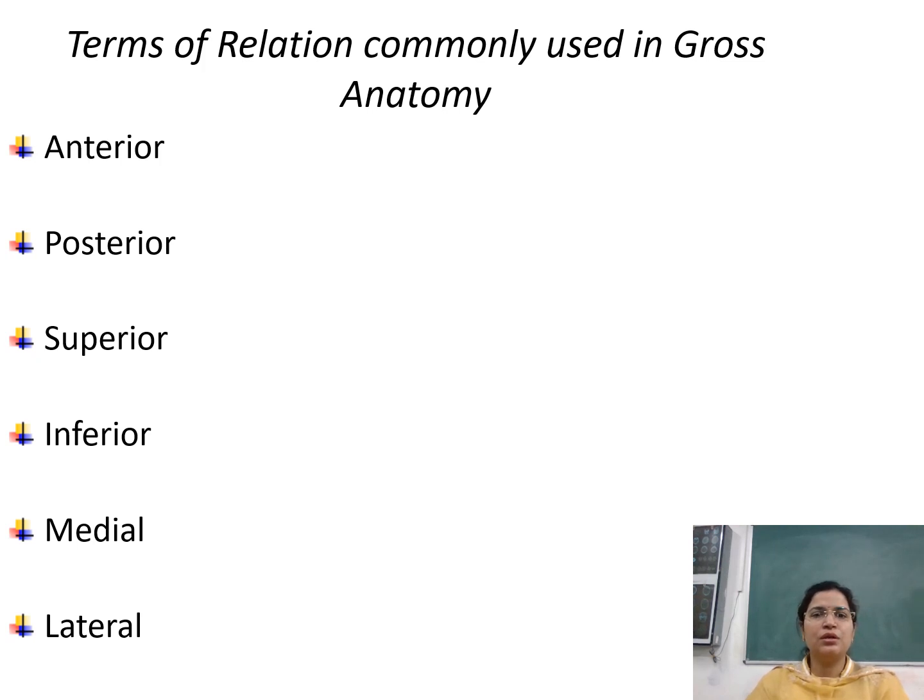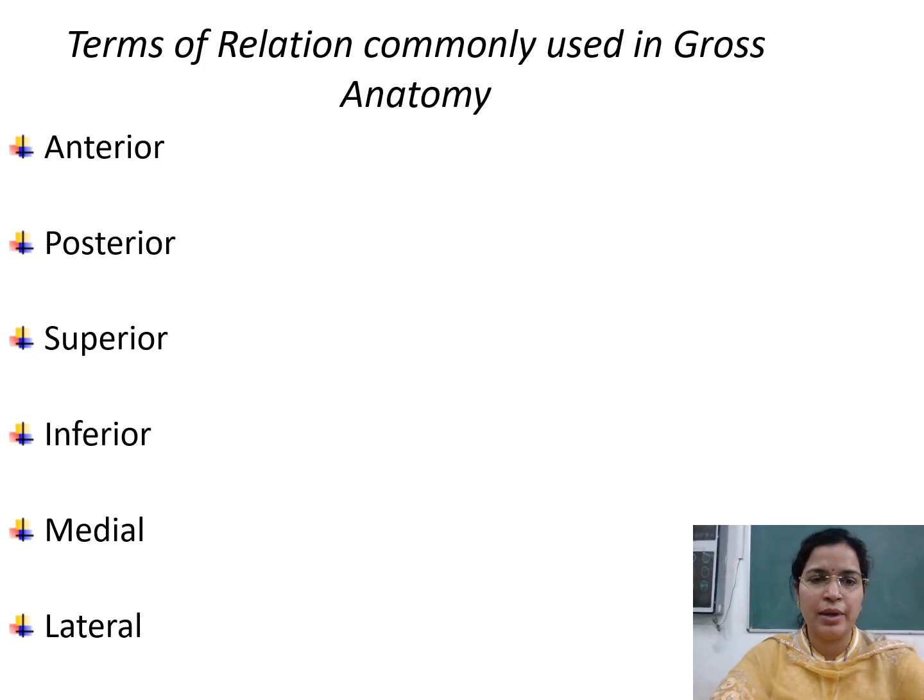Now these are the terms of relation commonly used in gross anatomy. Which terminologies are used commonly? Anterior means the front side of the body. Posterior is the back side of the body. What is superior? That is towards the head end. Superior is also called cranial, but the word cranial is commonly used in embryology.